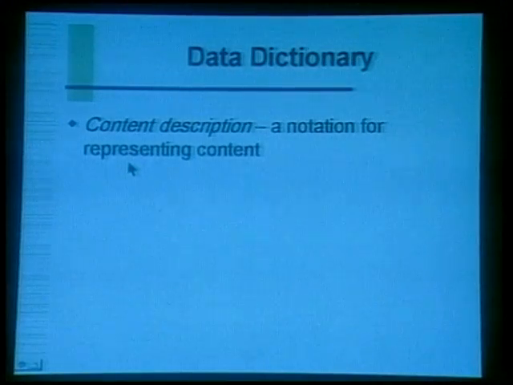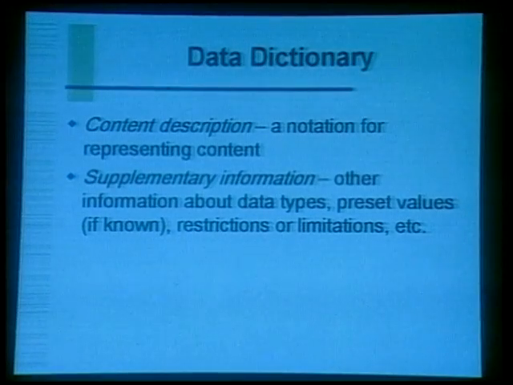We should also provide the content description, which is a notation for representing the contents of a data item. And some supplementary information can also be provided in the data dictionary. The supplementary information may include the data types, preset values if known, restrictions or limitations on the values. So some special notations are used to develop the content description of each data item.